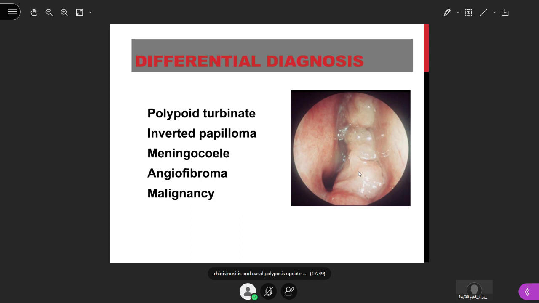But the idea, because of the lecture on chronic rhinosinusitis, is that we don't need to make your thinking very narrow. We have to think broad.